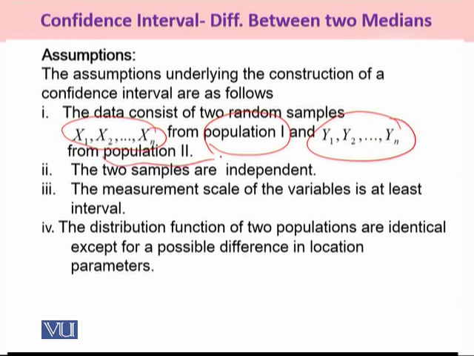Then the next assumption is that the two samples are independent. If they are not independent, we cannot follow them through the confidence interval for the difference between the two medians. The measurement scale of the variables is at least interval. That means the two variables have to be continuous in nature. And the last assumption we have is that the distribution functions of the two populations are identical, except for a possible difference in the location parameters. Here the location parameter is the difference between the two medians.